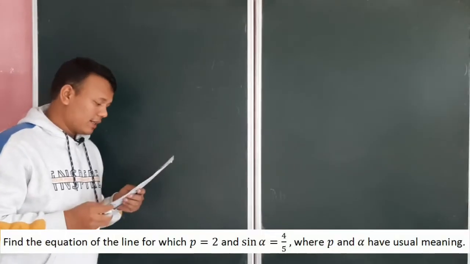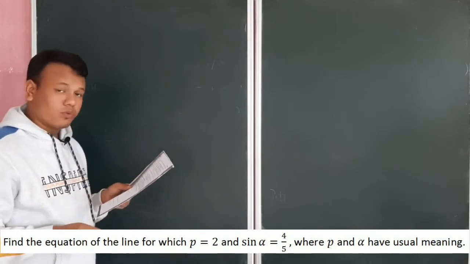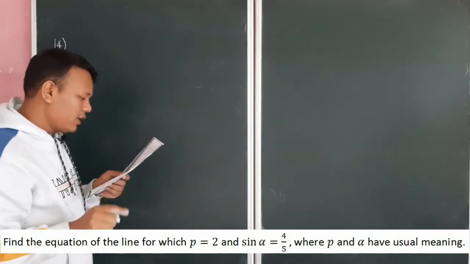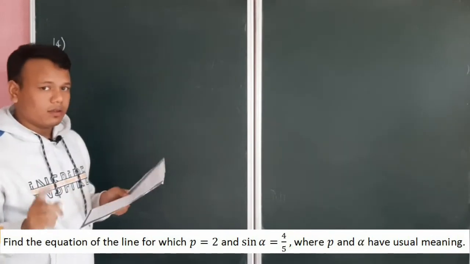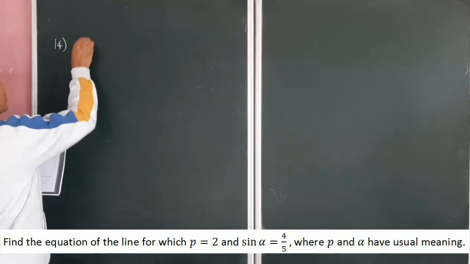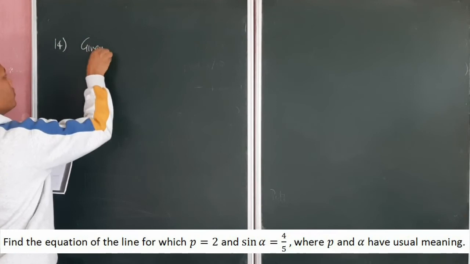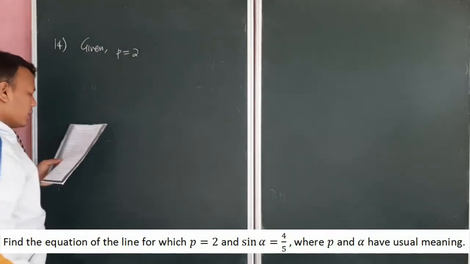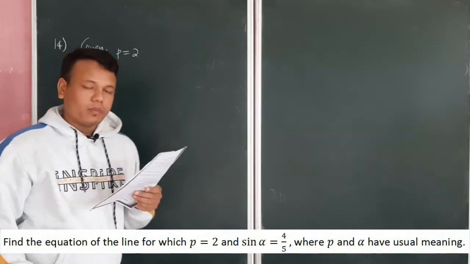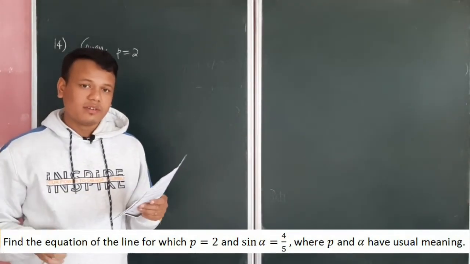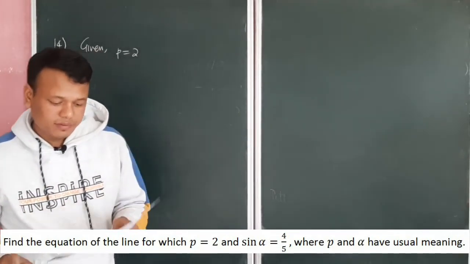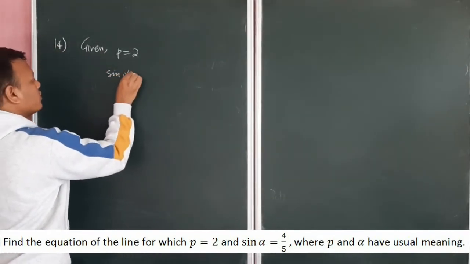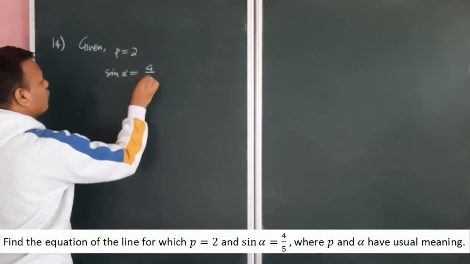So let me take the last question for the day, that is question number 14. Question 14 says find the equation of the line for which p, the perpendicular distance, is given to be 2 and sin alpha is 4 by 5. Whatever is given I am just noting down. So this time alpha is not given but sin alpha is given, sin alpha is 4 by 5.